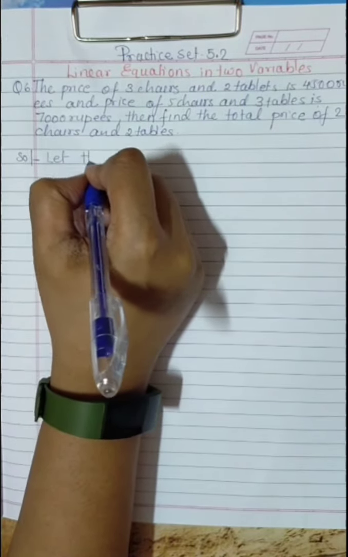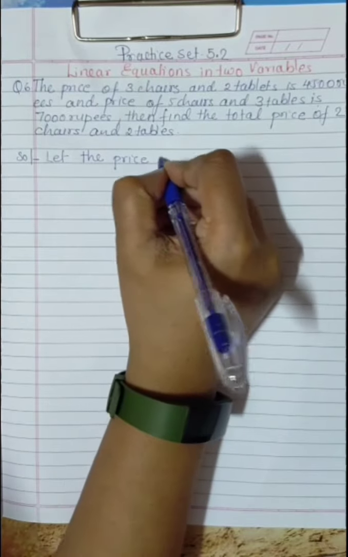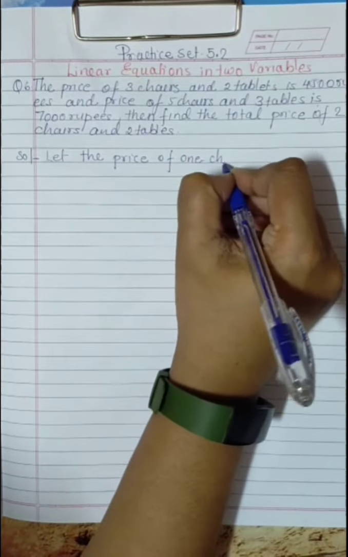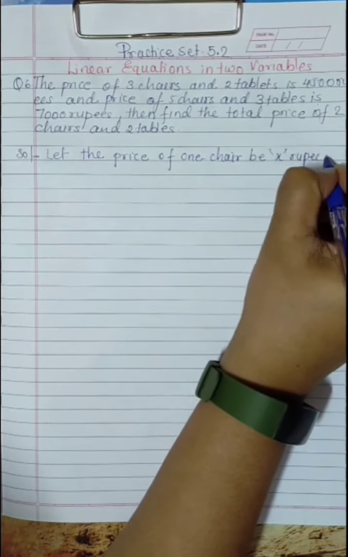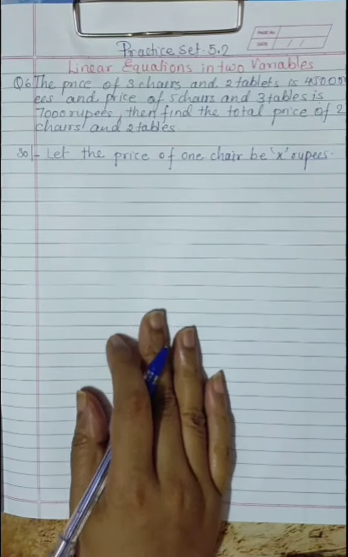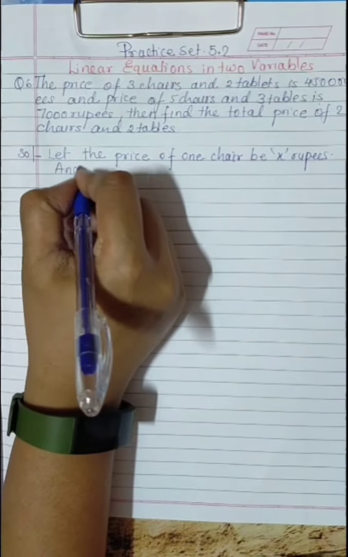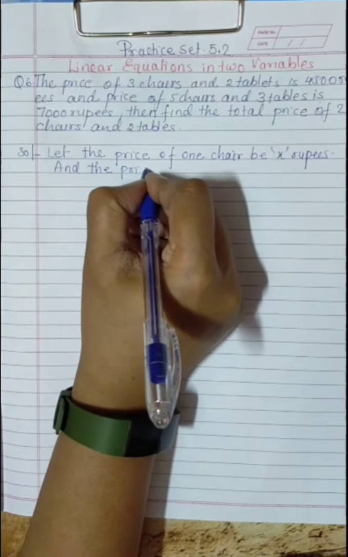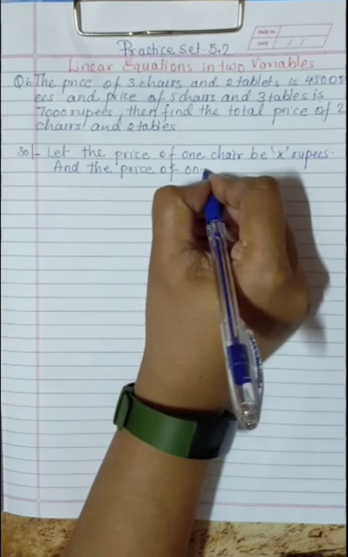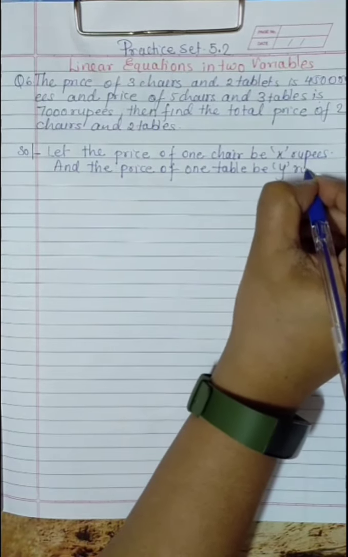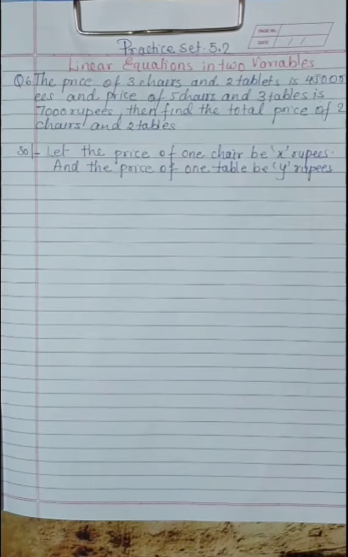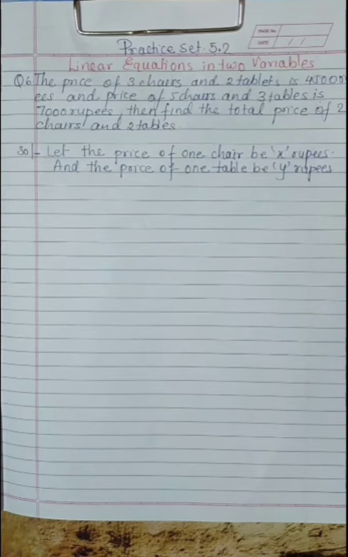Let the price of 1 chair be X rupees, and the price of 1 table be Y rupees. We are assuming that 1 chair is X rupees and 1 table is Y rupees.